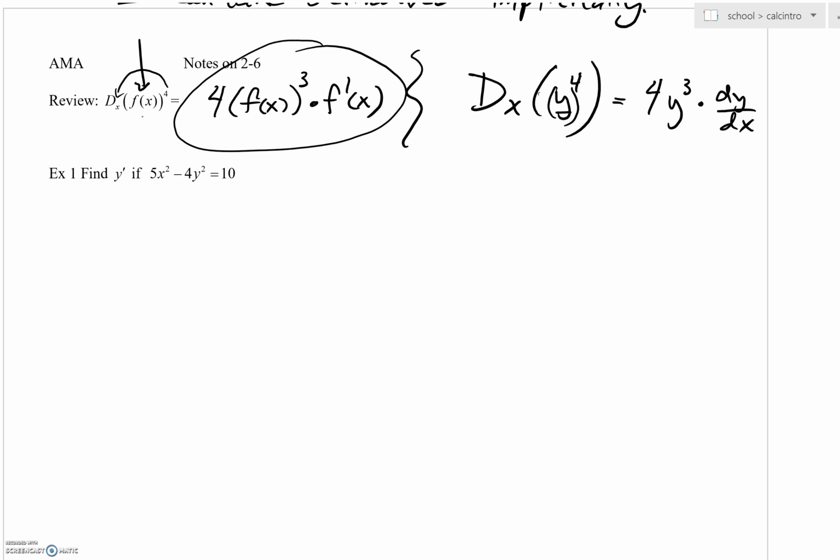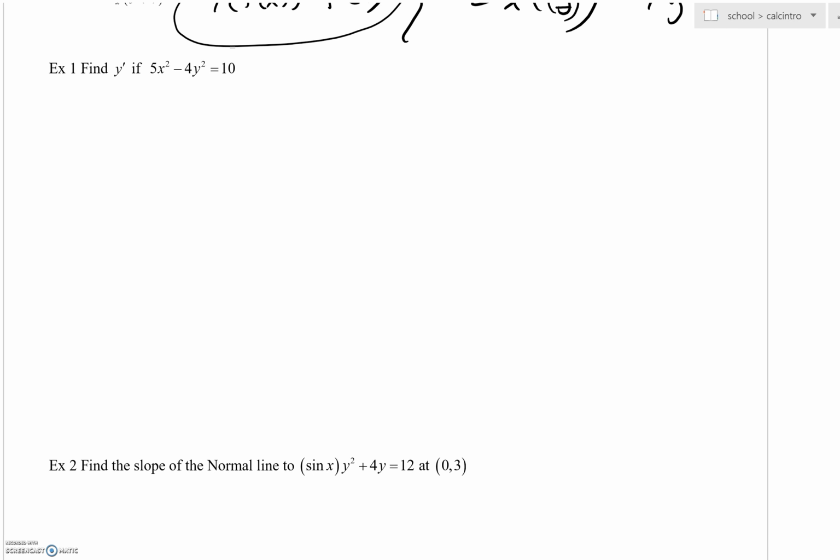Let's see it in motion. Let's see 2 examples today. Like I said, short lesson. That's good. You could say take the derivative here. Find y prime, or find dy dx with respect to x, okay? So in other words, they're saying find dy dx. What's the derivative of 5x squared? What would we get?